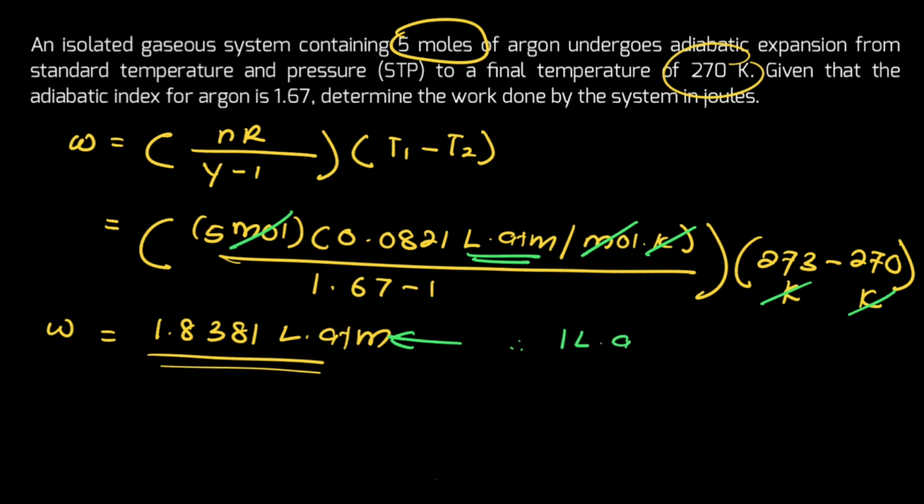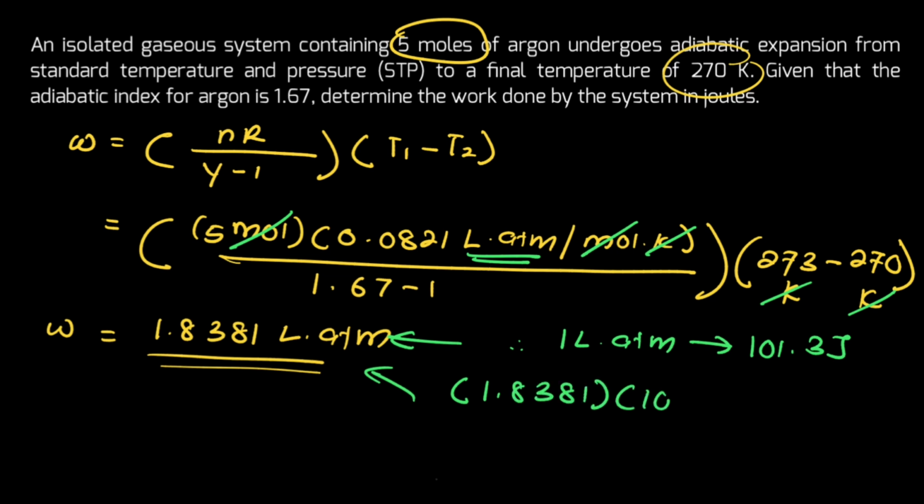So 1 liter atmosphere should be equivalent to 101.3 joule. So you just have to times 101.3. So it's going to be 1.8381 times 101.3. So you should get 186.1995 joule. So this is the final answer for this question.